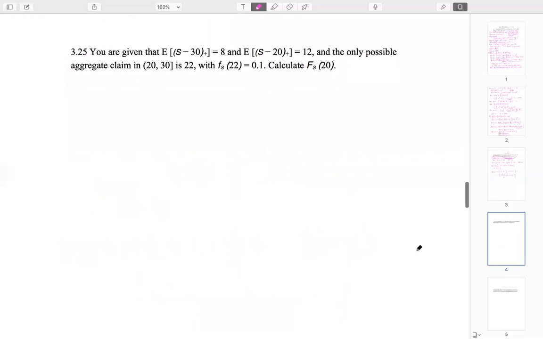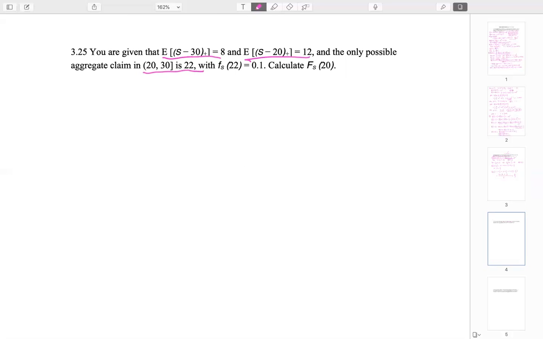Next one. It seems that SOA likes this kind of question, right? Well, you can think of this as a deductible type insurance. They give you some information from there, and they want you to fully analyze this. For instance, we have two such identities, and the only possible aggregate claim between 20 and 30 is 22, and we know the probability is 0.1. Somehow the difficult part of this question is to understand what this means.